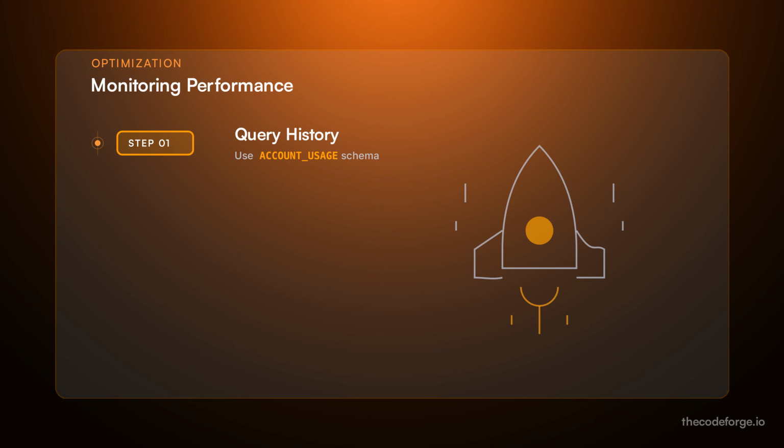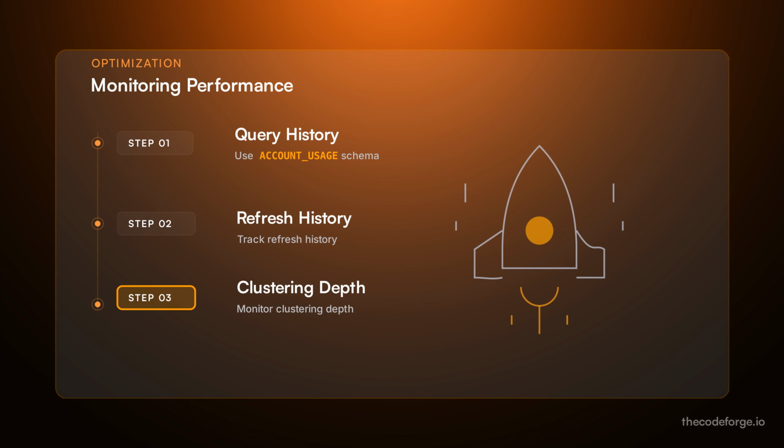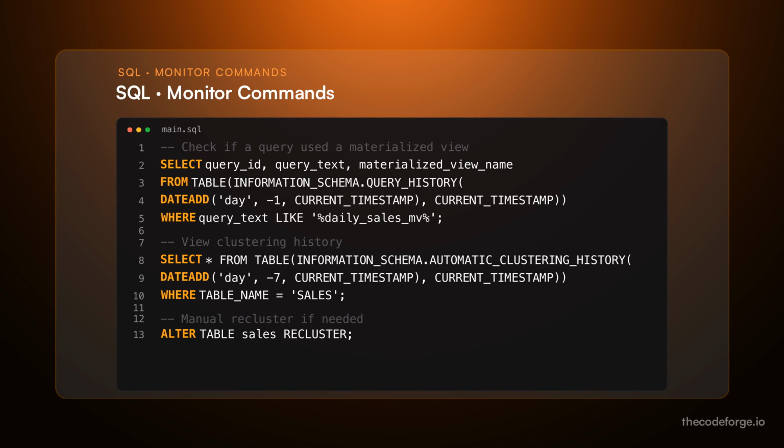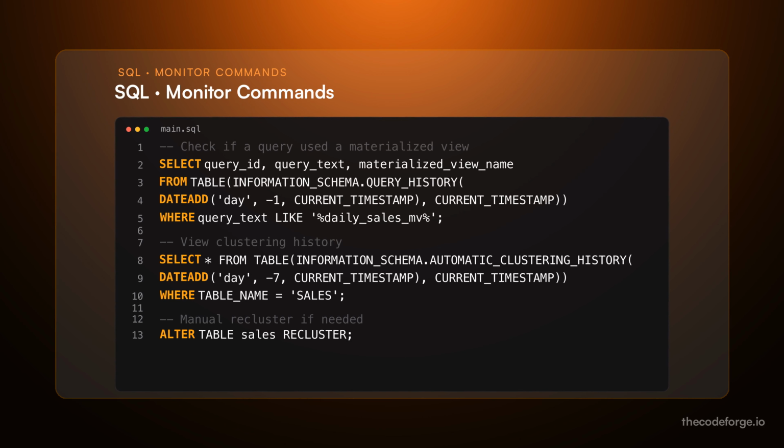Snowflake provides tools to monitor performance. Use information schema to check if queries use materialized views, view clustering history, and track credit consumption. Regular monitoring helps you adjust keys or drop unused views. These queries use DATEADD and query history to verify materialized view usage and check clustering history. If automatic clustering isn't keeping up, you can manually recluster the table.